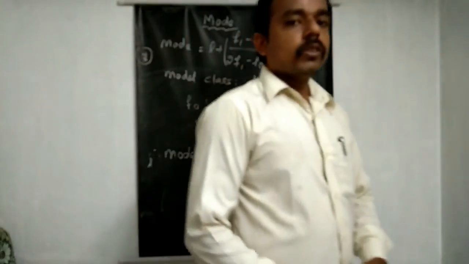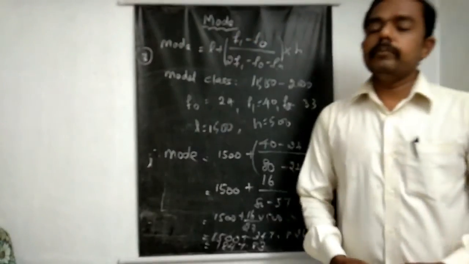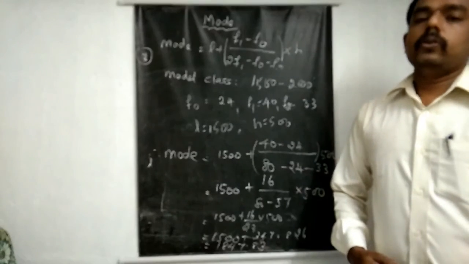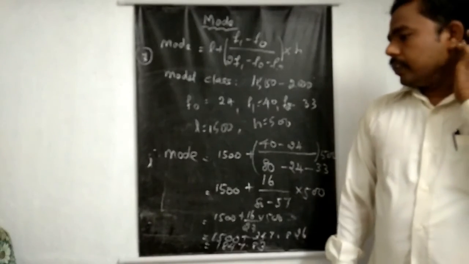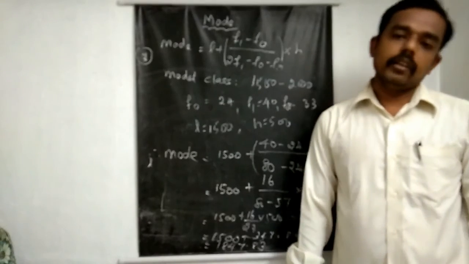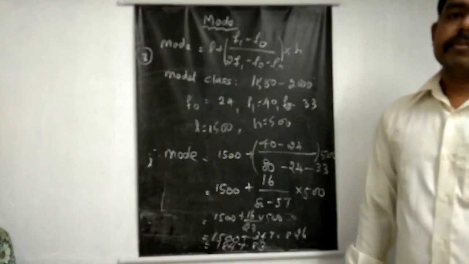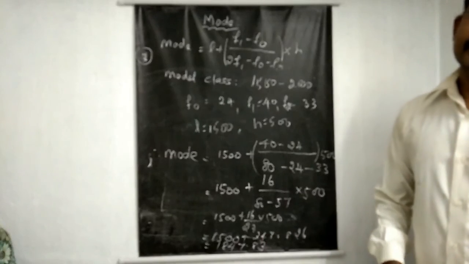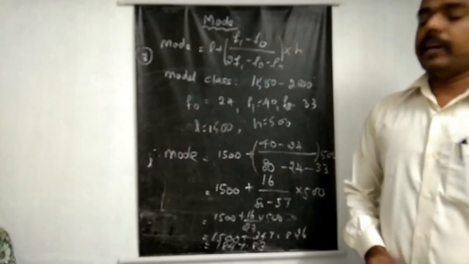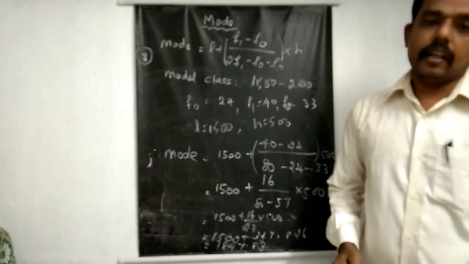And anyway, the question asks to find the mean also. So we need to find the mean by using the direct method or the assumed mean method. Using this we may get the mean answer also, just to compare with your modal answer.